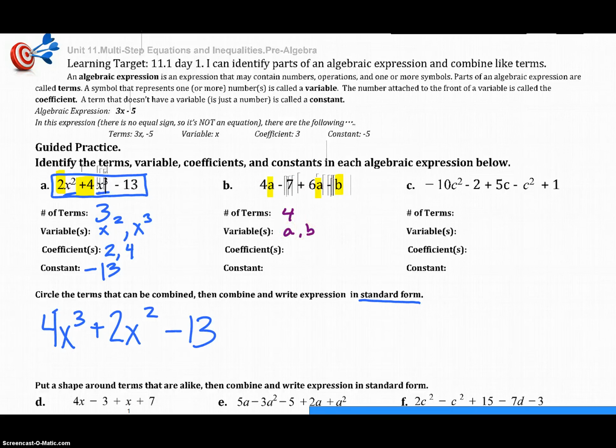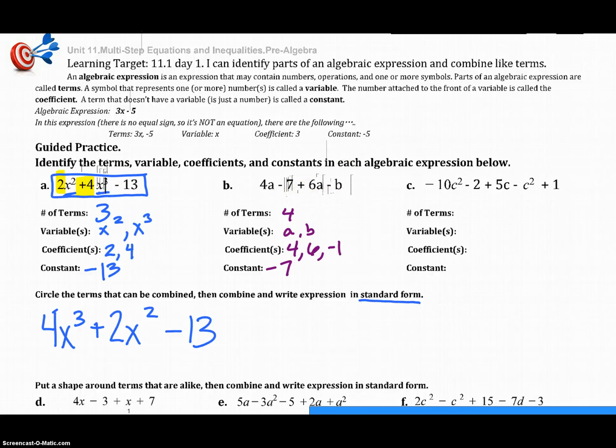My coefficients are the numbers that come before my variables. So my coefficients in this case are 4, 6, and in this one, that's a tricky one, like in the video, that's a 1. So 4, 6, and excuse me, that's a negative 1 because a negative comes in front of it. And the constant is the number that's all by itself. The constant is a negative 7. We're supposed to circle the terms that can be combined and then write it in standard form.